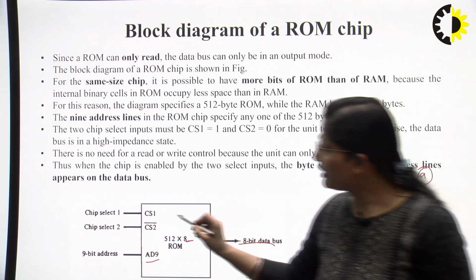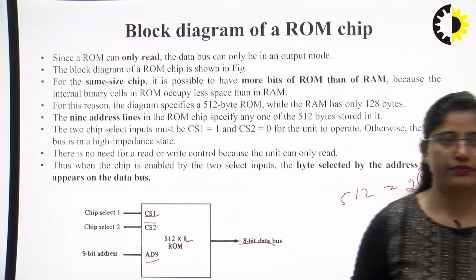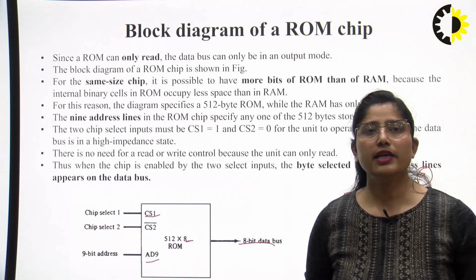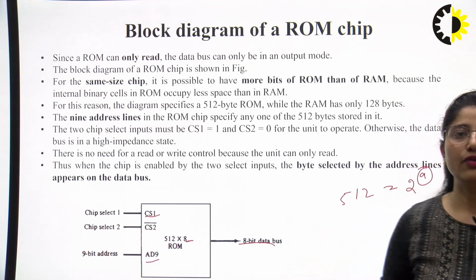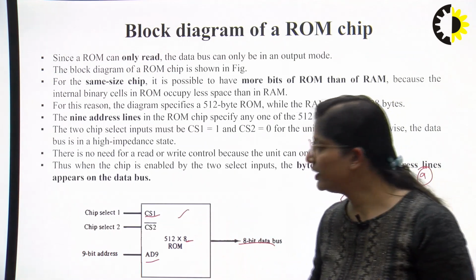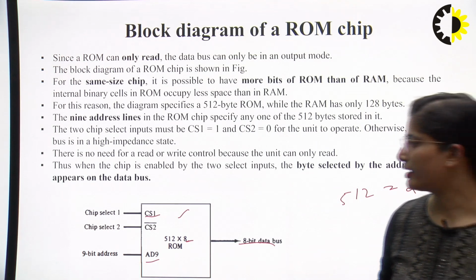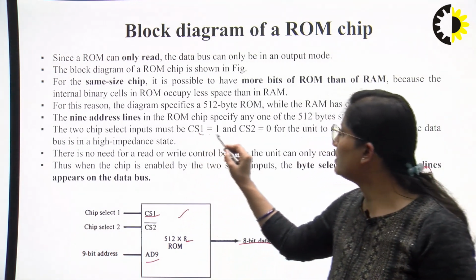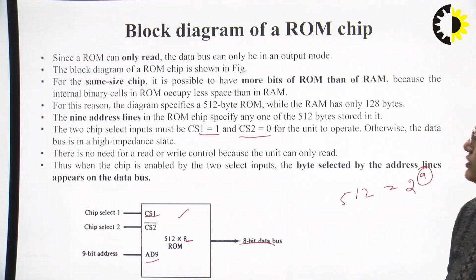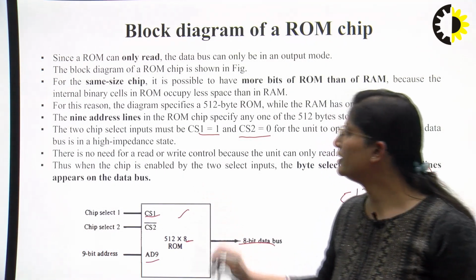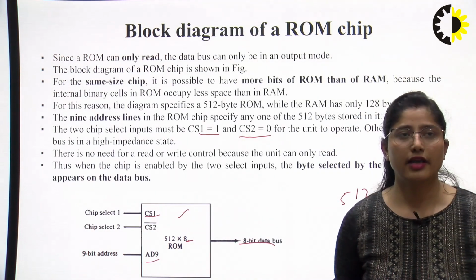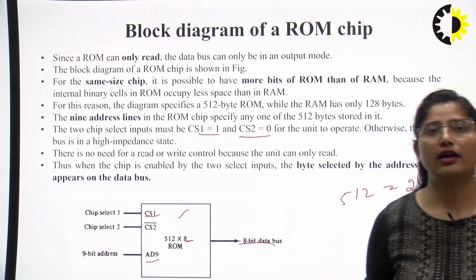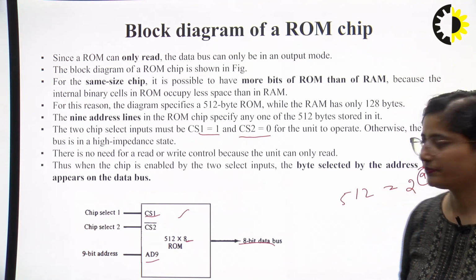So if we are getting CS1 equal to 1, that means we are getting a read signal from the CPU and the ROM will be active. But if the value of CS1 is equal to 1 and CS2 is equal to 0, only then will the ROM work. Otherwise, the ROM will be in a high impedance state and you cannot read any data from it.